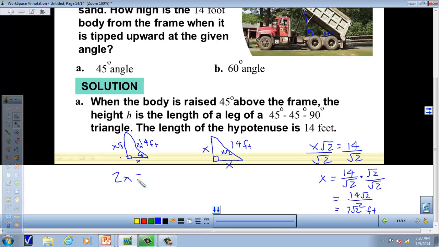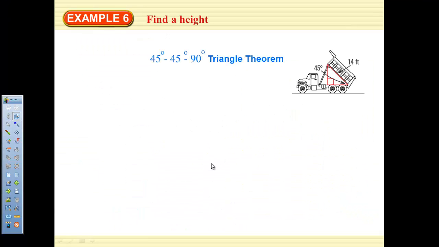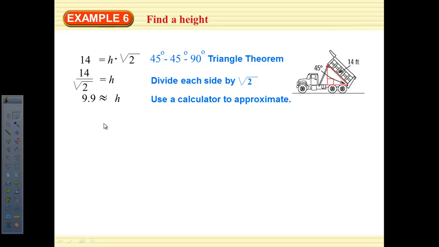We know that 2x is equal to 14, so if we divide both sides by 2, we now know that x is equal to 7 feet, so down here it's 7 feet, but we want to know what the height is, so that's going to be x rad 3. If we take the x and plug it in there, that's going to be 7 rad 3 feet. Okay? And again, you'd calculate what that really is. So there's the 45, 45, 90. Again, we solve for h here, and we get approximately 9.9, which would have been 7 rad 2.